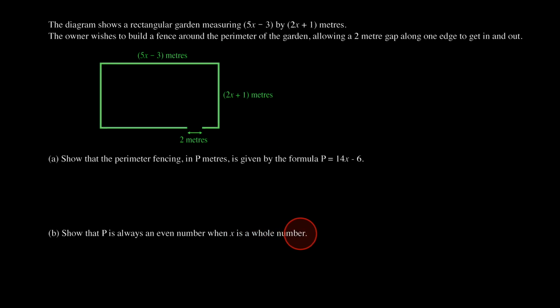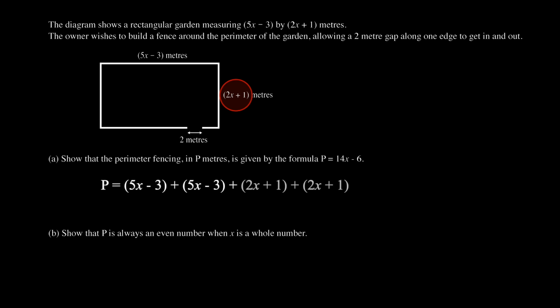So let's look at the first question. To find the perimeter, we need 2 lots of this length, and we need 2 lots of this length. We then need to subtract this length of 2 metres. So p is equal to 5x subtract 3, add 5x subtract 3, add 2x add 1, add 2x add 1, subtract 2. Well, we've got the 5x here, and we add another 5x here, which is 10x. And then we've got another 2x here, and a 2x here, so that gives us our 14x.